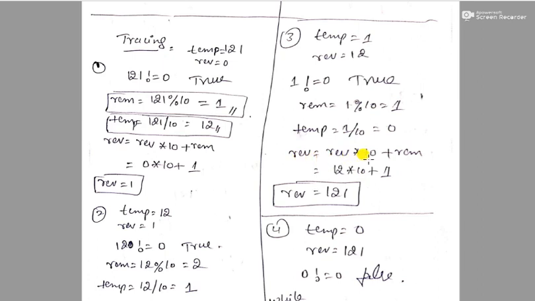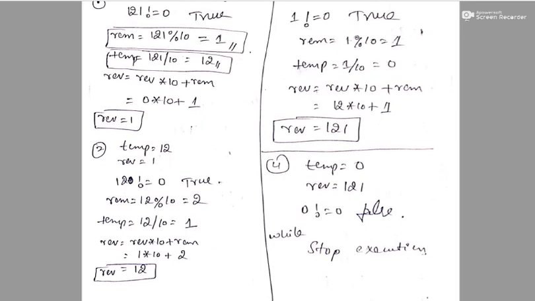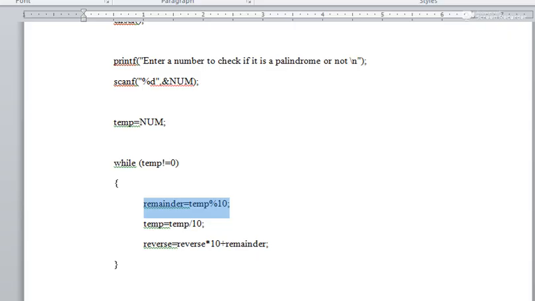So reverse is equal to reverse into 10 plus remainder. So what's the reverse value now? Here 12. So 12 into 10, 120 plus 1, 121. Now reverse value becomes 121. And then temp value is what? Now 0. For the next iteration, temp value is 0, reverse value is 121. Now we check again. 0 not equal to 0, condition fails. Why? Because 0 equal to 0, so the condition fails. Then the while loop stops execution. So now in reverse what value is stored? Reverse 121 is stored. In this way we get 121, the reverse of the given number.